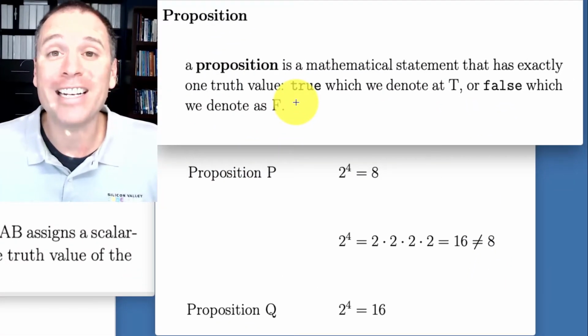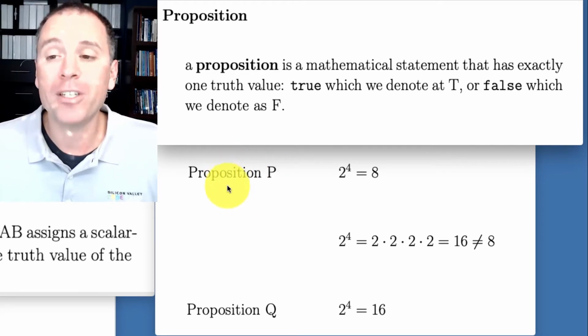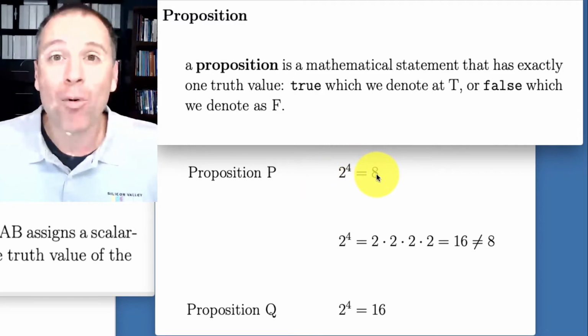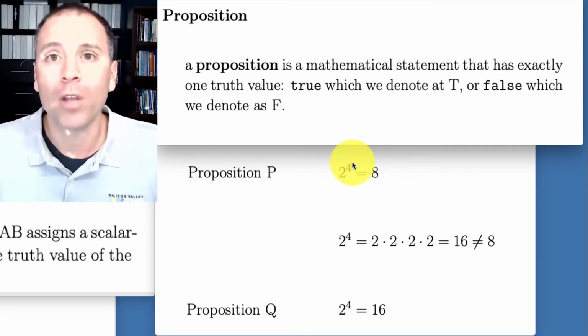Let's take a look at an example of how we might do this in mathematics. Suppose we call this mathematical statement 2^4 = 8 proposition P. Proposition P has a truth value. It is a mathematical statement written in mathematical symbols. In this case, we're claiming 2^4 equals 8. Remember that every proposition has an assigned truth value. It is either true or false.